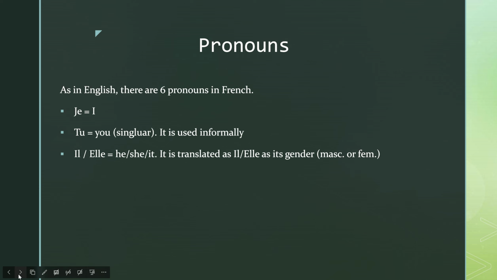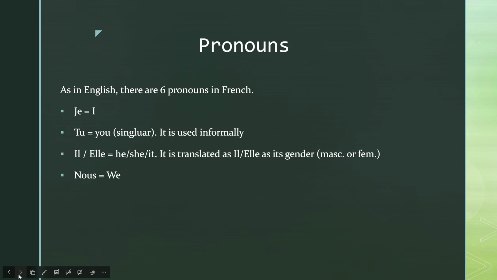Il and elle means he, she, or it. You can realize that it actually does not have a word for it here. It's translated as il and elle according to its gender. Il means he or it with masculine gender, and elle means she or it with feminine gender.